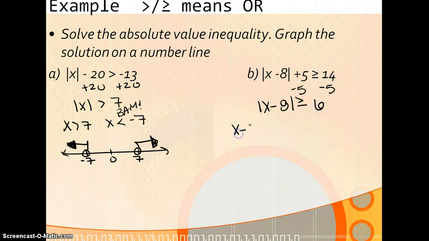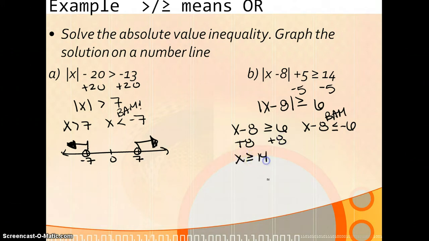Then we're going to split it into the two equations, remembering your BAM scenario: x minus 8 is less than or equal to negative 6 because you negate the 6. Add 8. So you get x is greater than or equal to 14. And then add 8 to the second one, and you get x is less than or equal to 2.